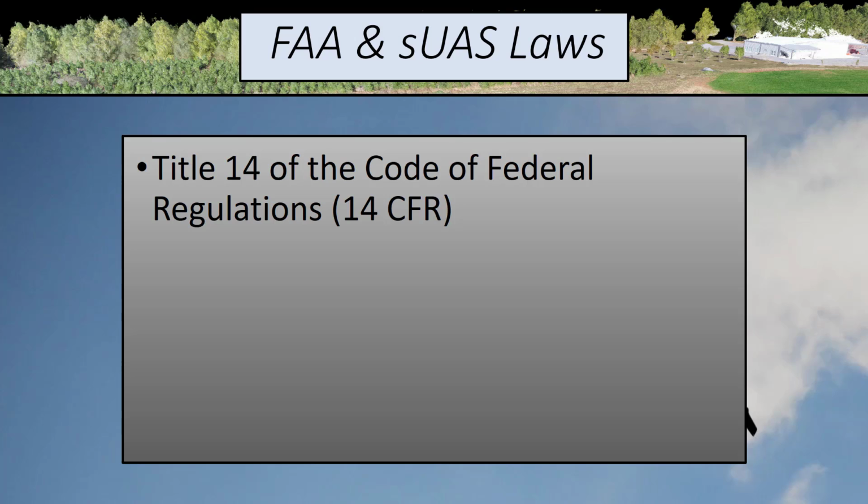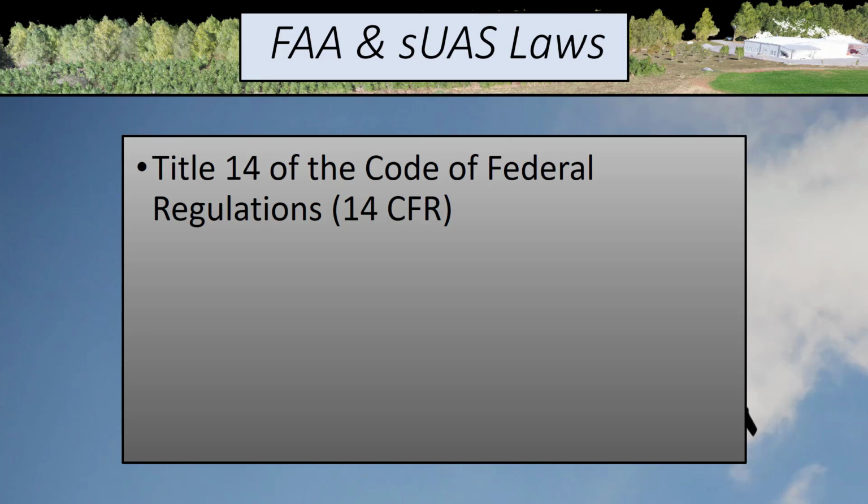Under current federal laws in the United States, the Federal Aviation Administration regulates and provides guidance in the safe operation of small unmanned aircraft systems within the national airspace system. These regulations and requirements are found in Part 107 of Title 14 of the Code of Federal Regulations.